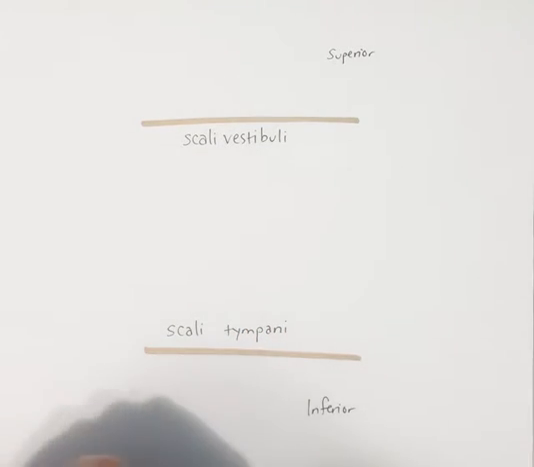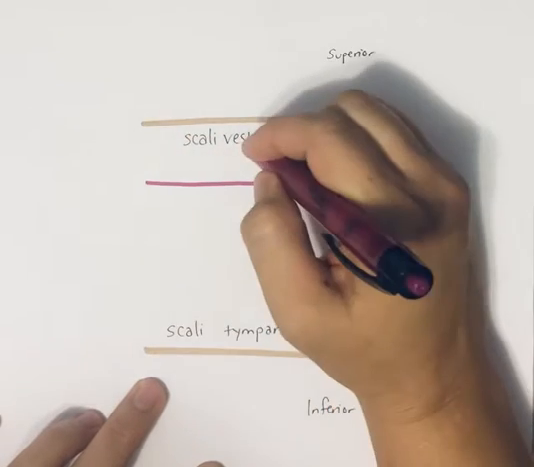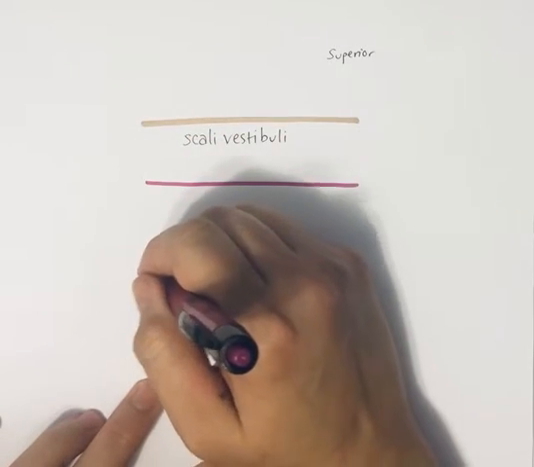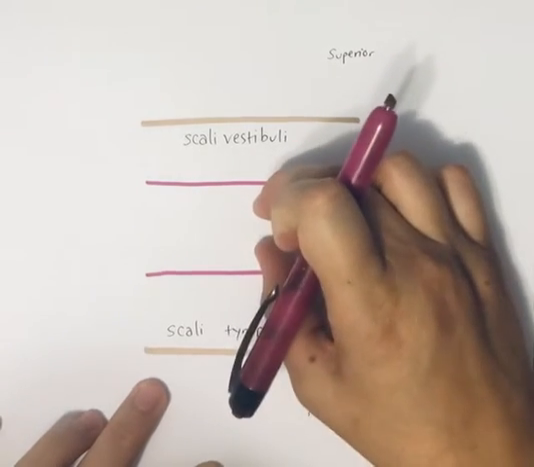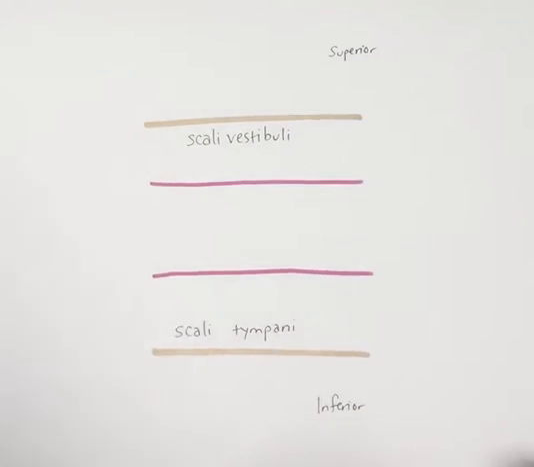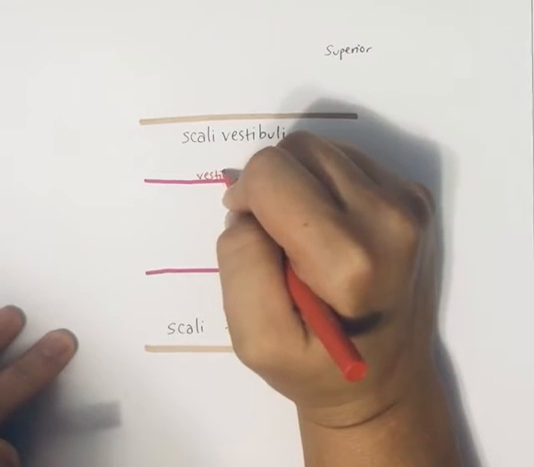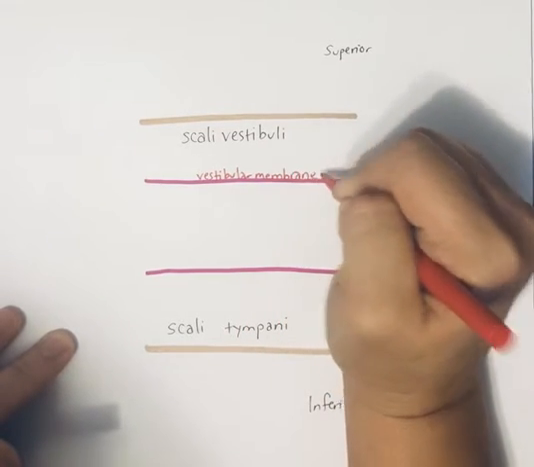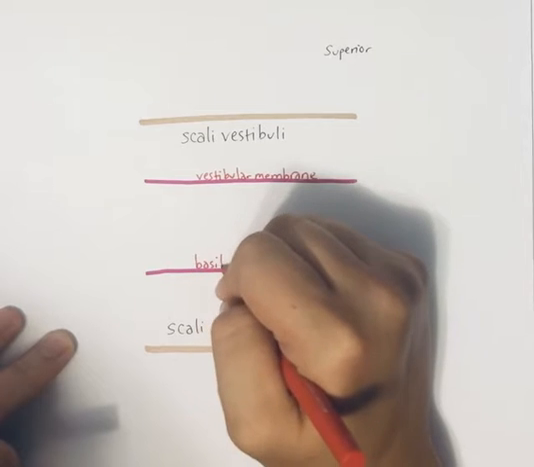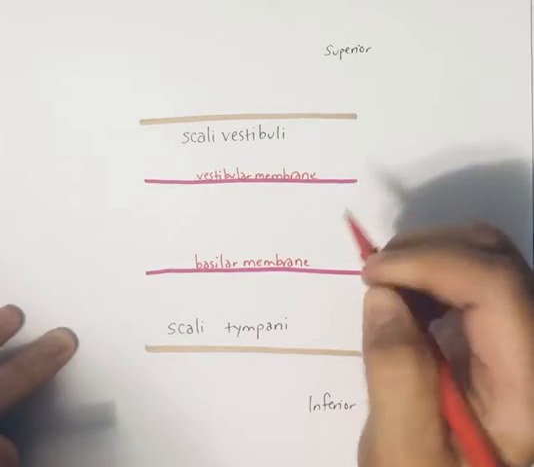Now, the membranous labyrinth literally is formed by the vestibular membrane on the top and the basilar membrane on the bottom. This is the membranous labyrinth. So you need to know the names of the membranes. The vestibular membrane is the first membrane, and the basilar membrane is the second membrane. This is how you make the membranous labyrinth.